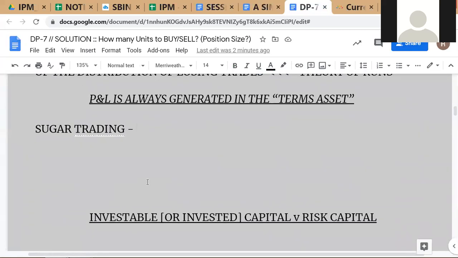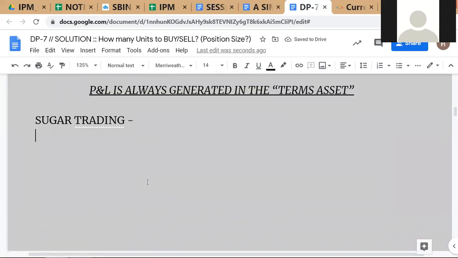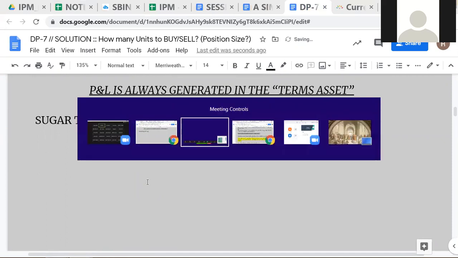So let's look at the sugar trading example. Now let's go back to our three scenarios.